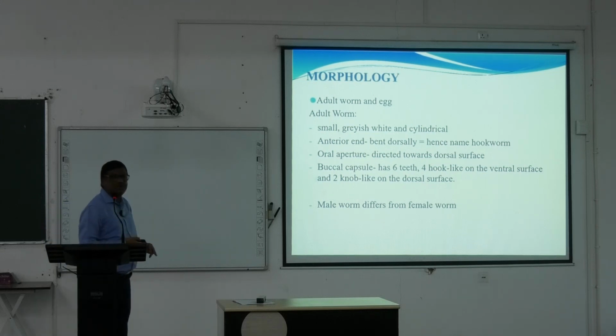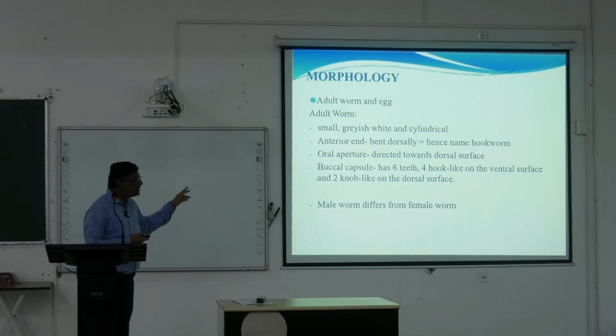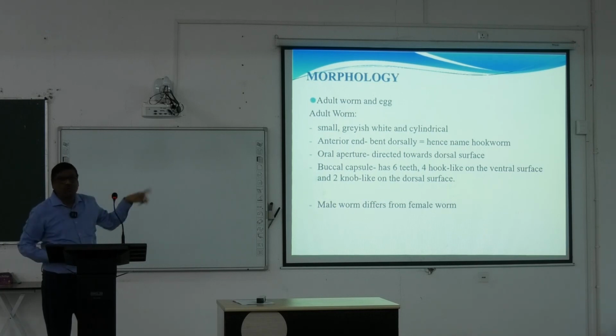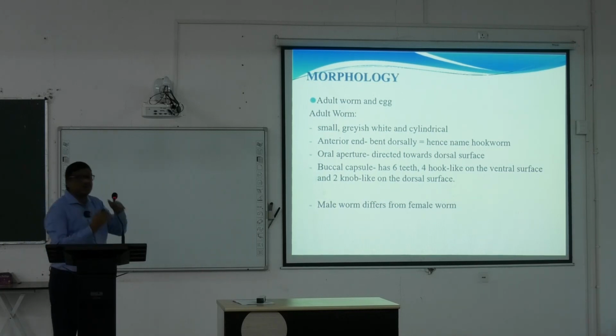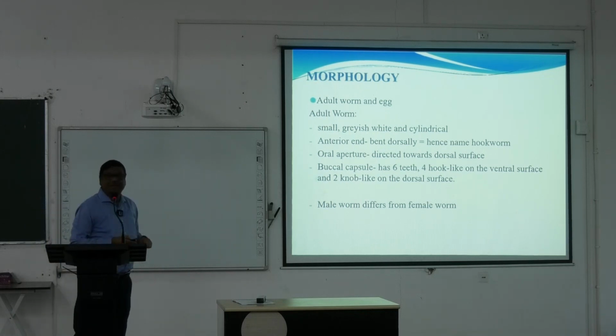The specialty of Ancylostoma duodenale is the buccal capsule, which has 6 teeth: 4 hook-like teeth on the ventral surface, and 2 knob-like teeth on the dorsal surface.